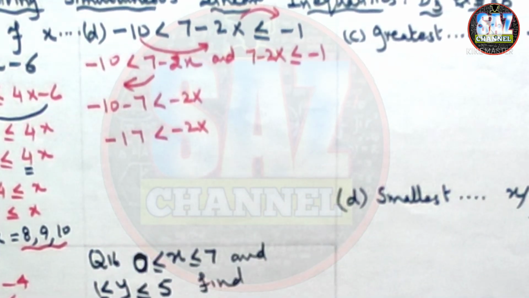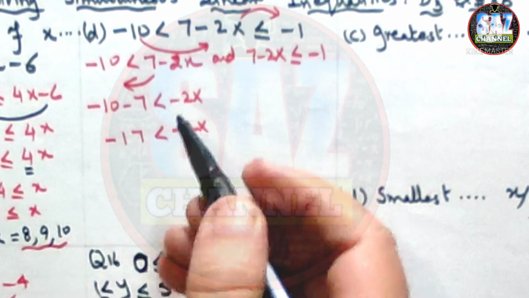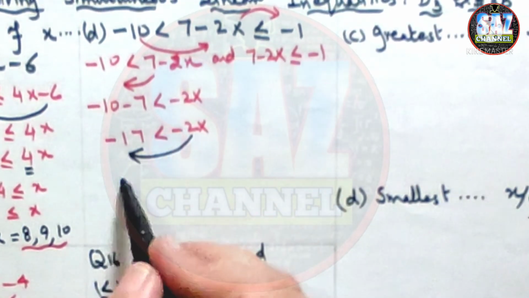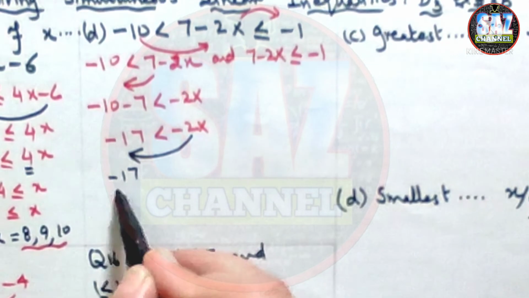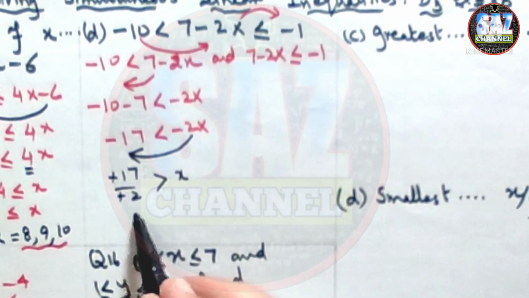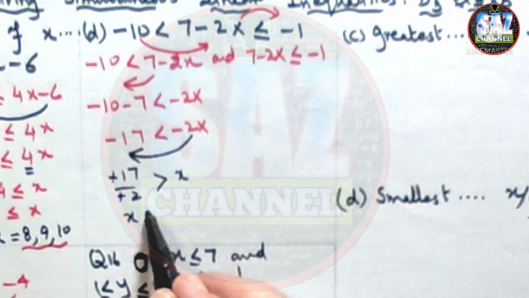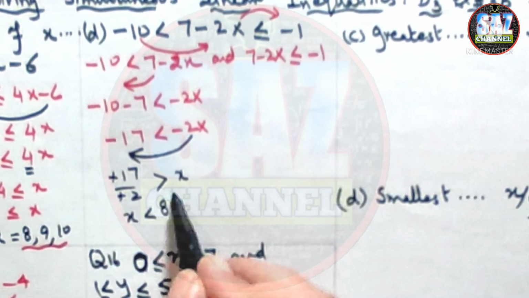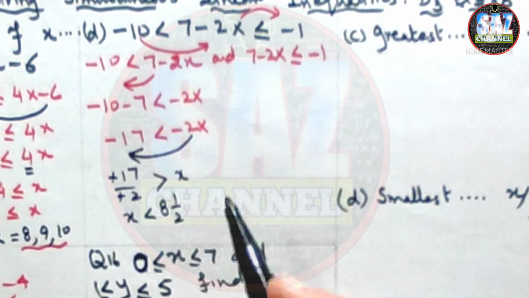And now we have to shift this minus 2 to the other side, and it will take the form minus 17 by minus 2 is greater than x, and x is less than 17 by 2 or 8 whole 1 by 2. 8 2s are 16 and 1 is 17.